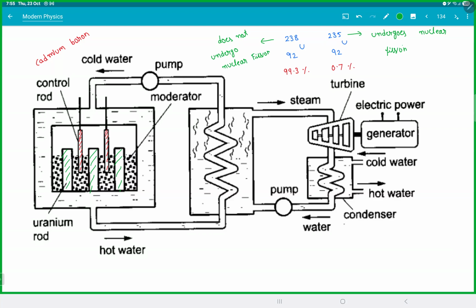So that is one big problem. The problem is, how do you separate 238 and 235? Because chemically they're exactly the same. There is no difference between 235 and 238. You cannot separate them chemically. There is no way. Whatever 238 does, 235 does the same thing.